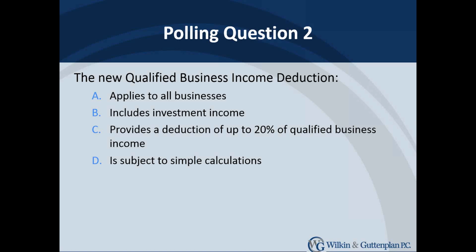So the answer to this one is C. It provides a deduction of up to 20% of qualified business income.